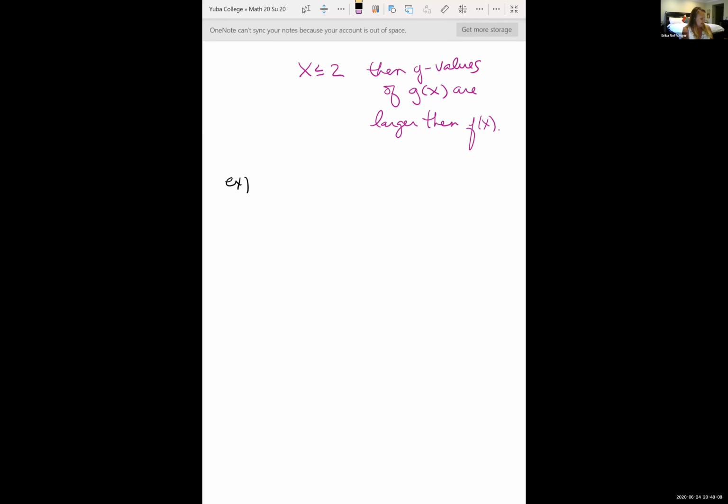Let's look at a couple of applications. The cost in dollars to tow a car is modeled by the function c of x. So we're given the equation: c of x is equal to 2.5x plus 85. This is the cost to tow a car, where x is the number of miles towed.